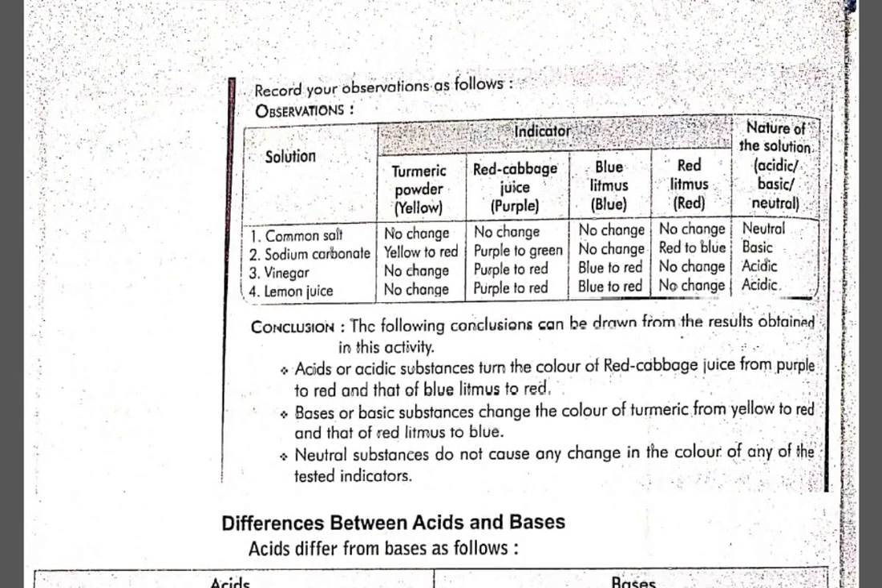This is the observation if we are using different indicators. You can see for common salt, sodium carbonate, vinegar and lemon juice, with the help of turmeric we are getting this result. With the red cabbage juice, we are getting this observation. With blue litmus, we are getting this observation. And with red litmus, we are getting this observation. So every indicator will ultimately give you the same kind of result, where you will be able to obtain the nature of the given solution, whether it is acidic, basic or neutral.